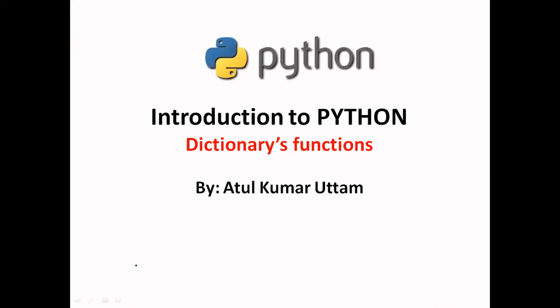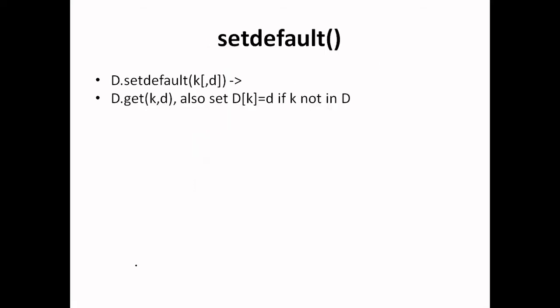Let's have a look over some other important functions of the dictionary. So our first function is the setdefault function. The setdefault function works like the d.get function or the subscript operator. And if the key does not exist and we have provided the second argument, that default value will be returned. Also, it sets a new pair of elements here.